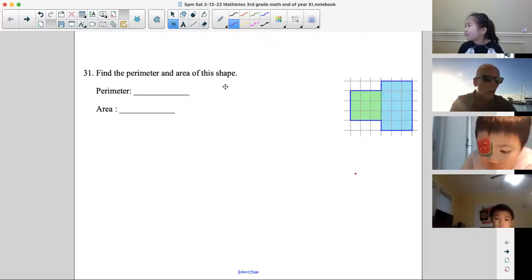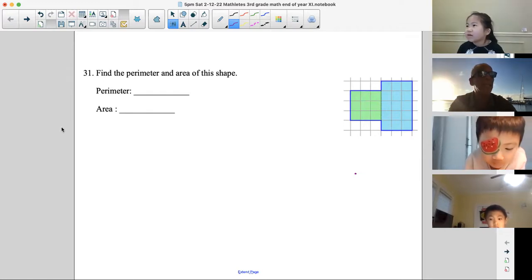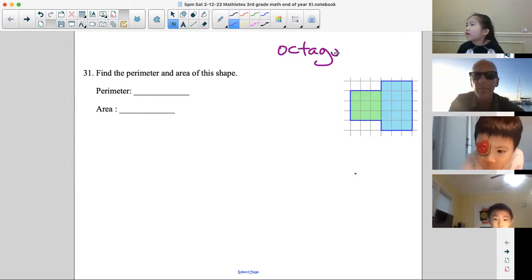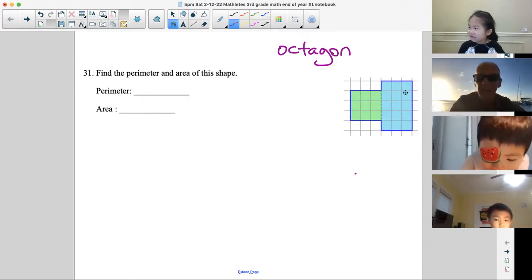Cool. So we're recording this for Stella and for Valerie because I don't see them on this meeting. And we are looking at a figure which seems to have 8 sides. Believe it or not, guys, this is called an octagon. It has 8 sides. You don't think of this as an octagon, but it is an octagon.